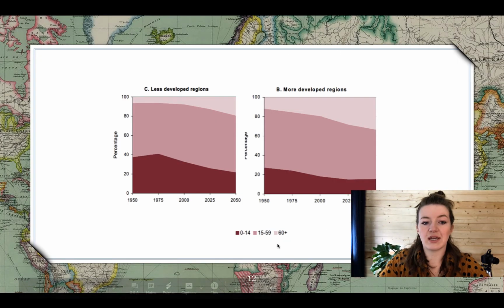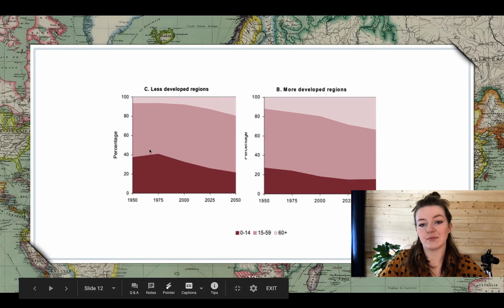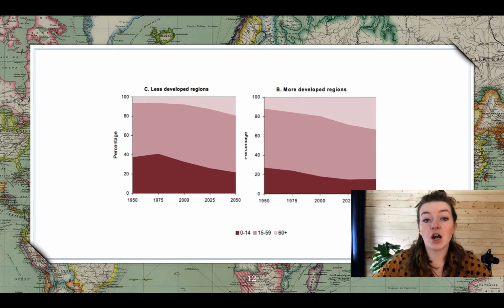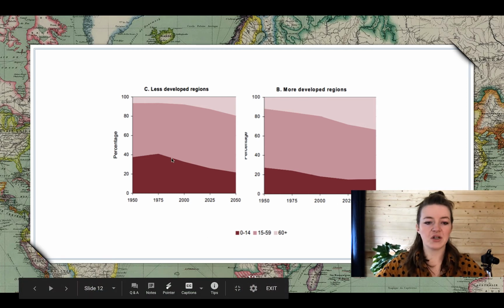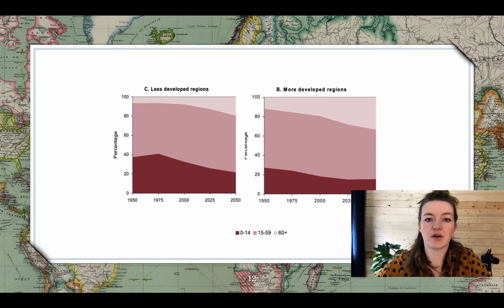And when we're looking at developing countries or less developed countries versus more developed, our population by age is much higher in LDCs than it is in MDCs. So we're looking at about 40% in 1950 to 1975, where at the same time it was only about 25% in MDCs and has gone down, but stayed fairly similar across the decades and into the future. So in thinking about the demographic transition model, we want to think of some limitations.